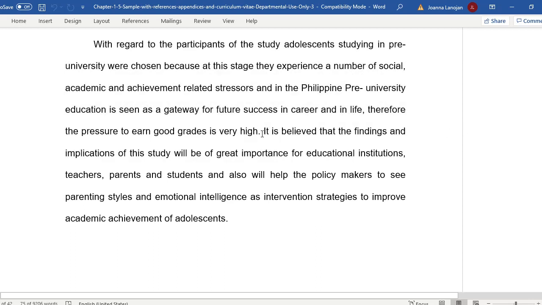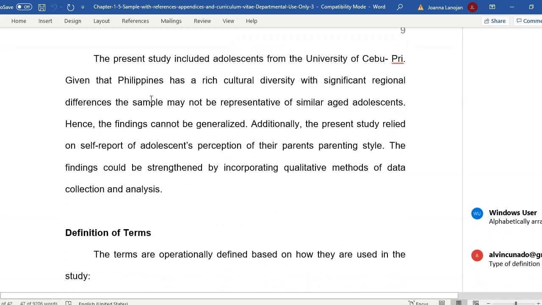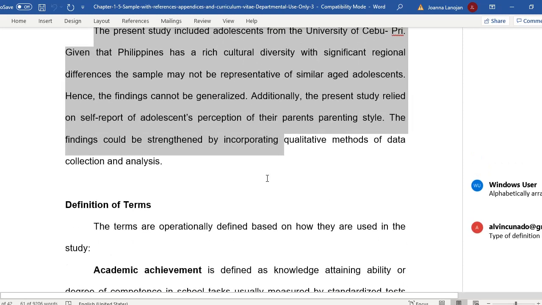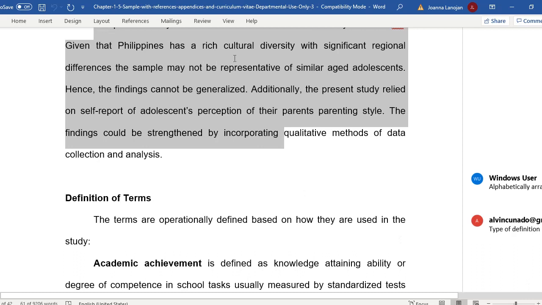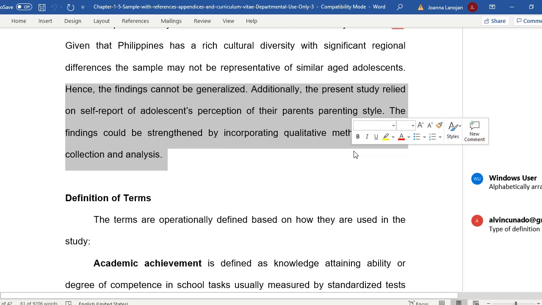It is believed that the findings are of great importance. The present study included kinsa man, di ba? University of Cebu main campus senior high school department. Given that the Philippines has a rich cultural diversity, mao na siya. Additionally, hence the findings cannot be generalized, no, kay the present study relied on self-report. So mao na siya.